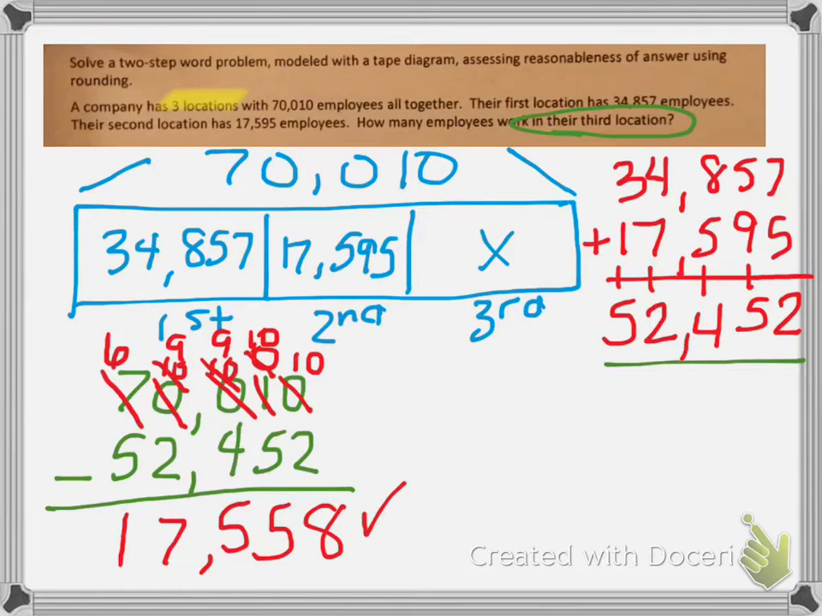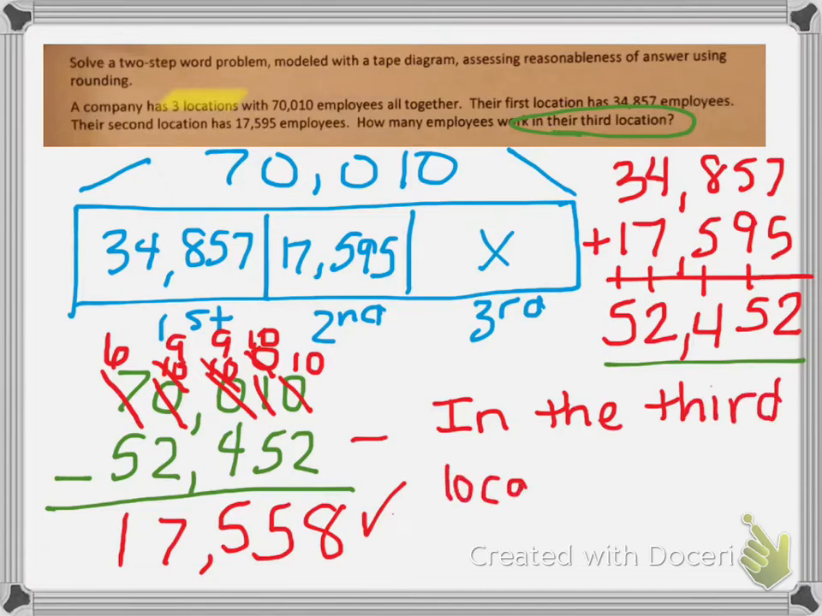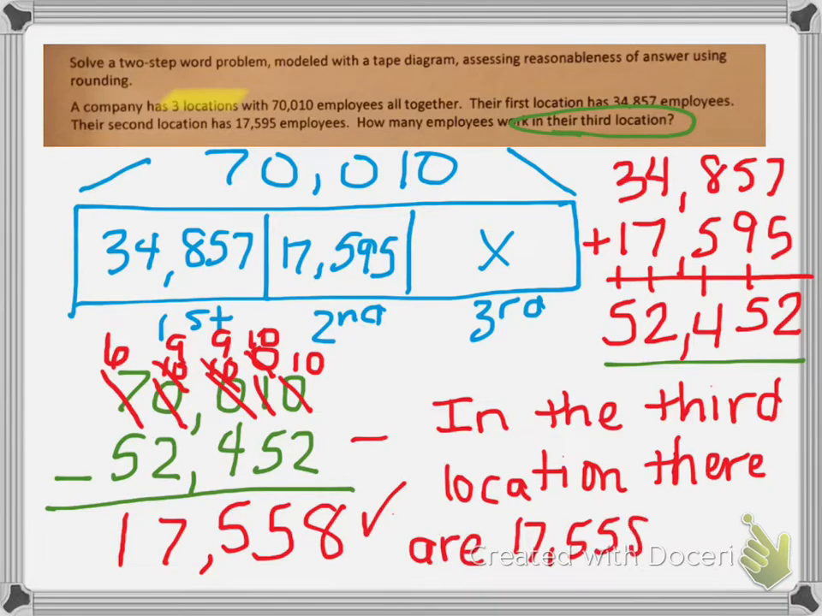Okay, we could do a check. We can check this. If we add these two numbers together, we should be able to get the total. But I'm looking at my notes and I can see that we did a good job. We got it right, 17,558. So in the third location, there are 17,558 employees.